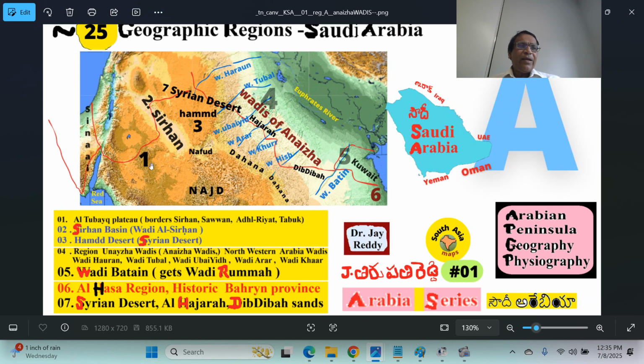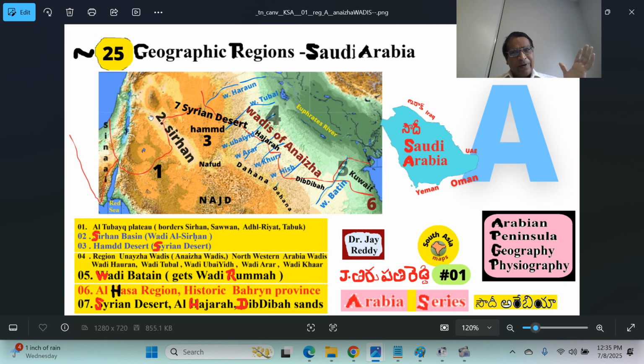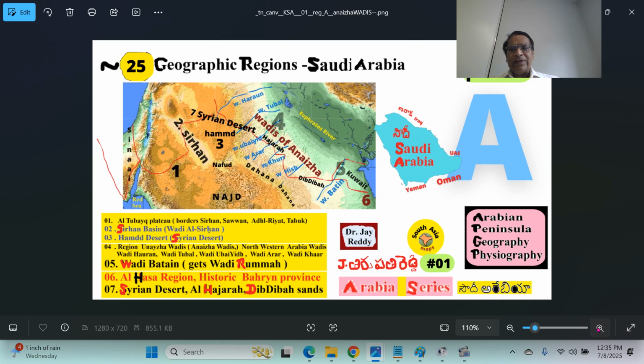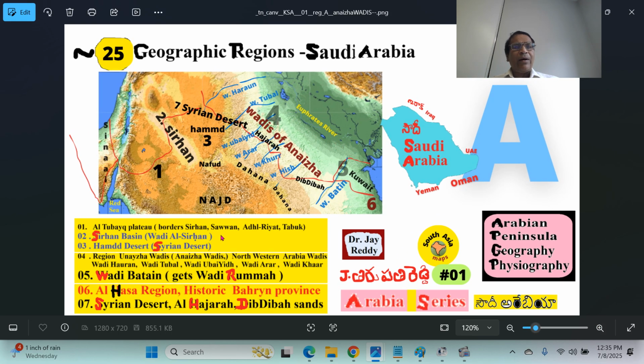Number one is the Tabuk Plateau region that borders the country of Jordan, and it also borders a depression or wadi. A wadi is a temporary river, a seasonal river, also called an ephemeral river. Arabia doesn't have any rivers in most of this peninsula; they are called wadis. And there is the Sirhan region, and south of the Sirhan region there is a plateau or mountain region called Sawan, which is in Jordan. Even though this is in Jordan, I am showing it so you get clarity. This is the Tabuk region in Saudi Arabia.